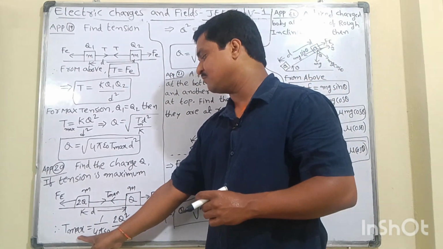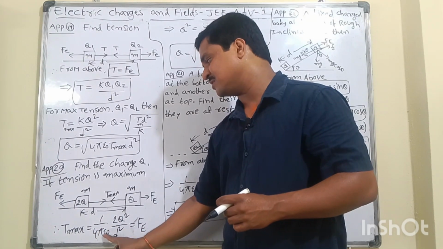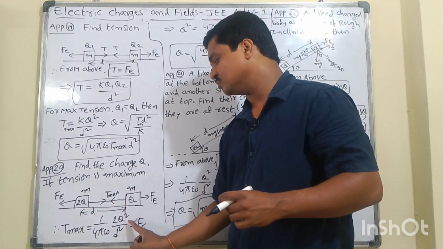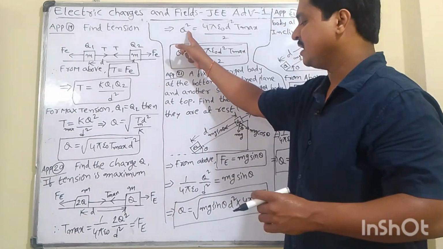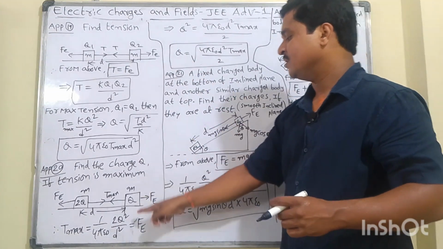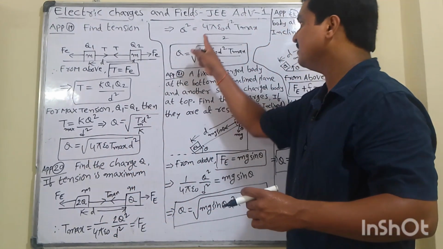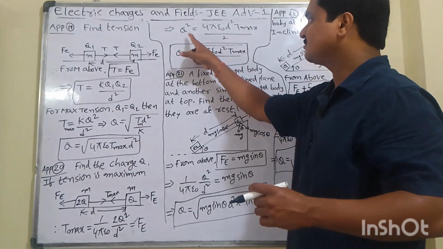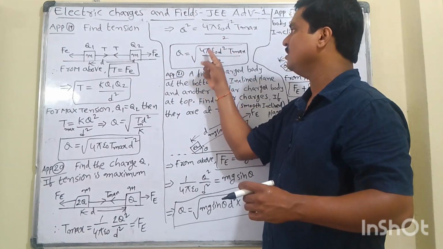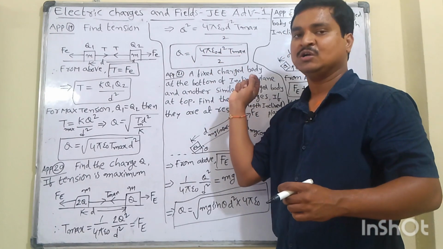So T maximum equals, between the two charges, what is the force formula? 1 by 4 pi epsilon naught 2q into q, 2q square by d square, which is equal to Fe. From this they asked to find the charge value. So find the q square value by taking all these values to the left side. You will get 4 pi epsilon naught d square T maximum by 2. Square coming to the right side as a root, so root of 4 pi epsilon naught d square T maximum by 2 is the formula to find the charge.